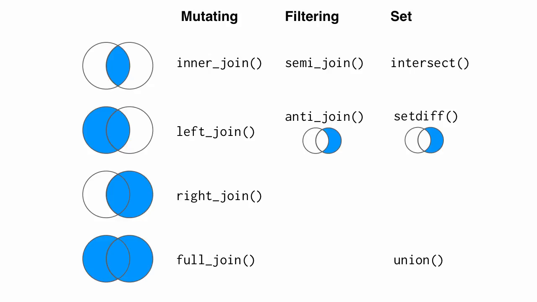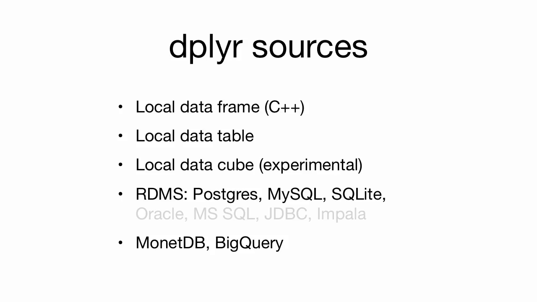Now, as well as those mutating and filtering joins, there's also some set operations that basically let you work with observations or rows and combine them together. Now, the other cool thing about dplyr is that it not only works with local data frames, like I showed you, and the local data frames, thanks to Romain Francois, who's a really fantastic C++ programmer, are really, really fast. You can work, I think, pretty comfortably with 10 or 100 million observations in memory with dplyr and not even have to think about it.